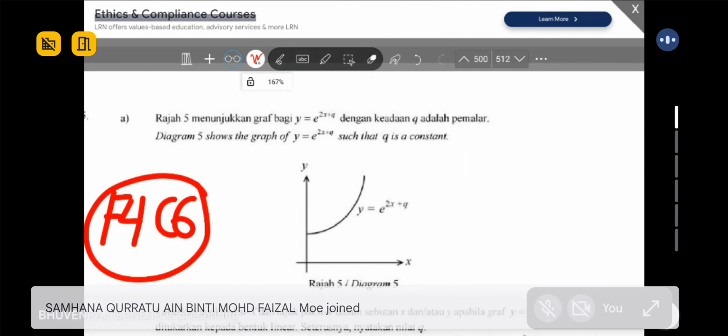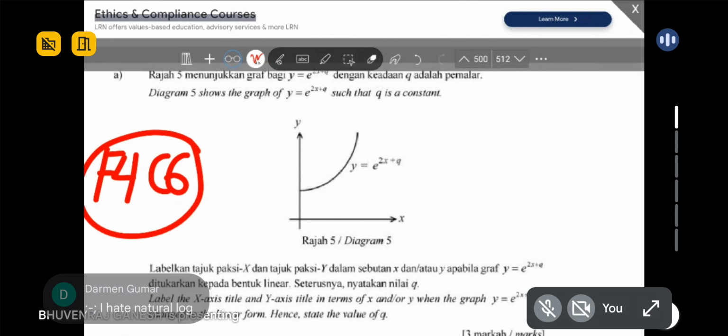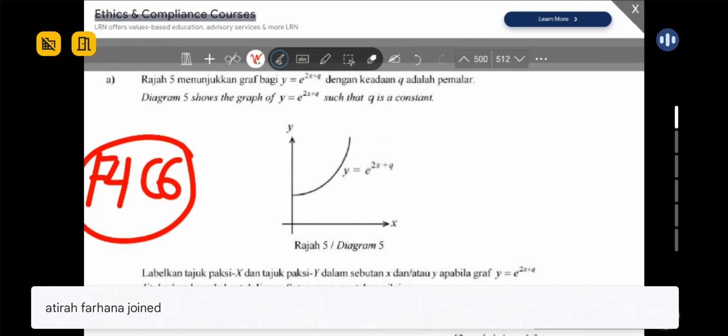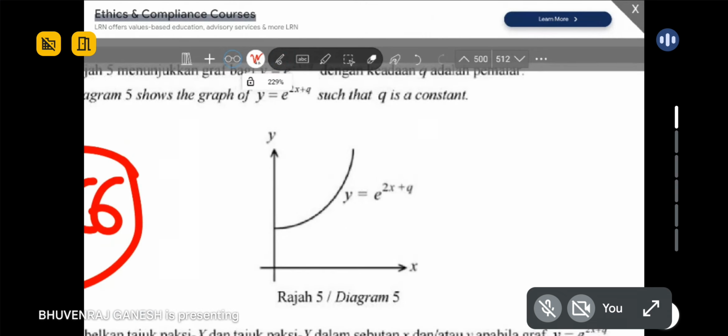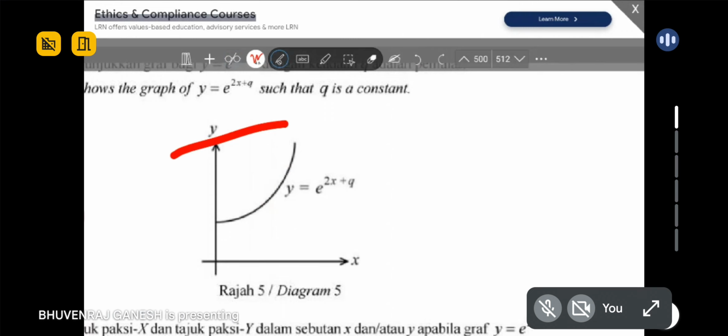Okay, so this one is linear law, hukum linear. So guys, you see the question, see carefully. Okay, the question is, they ask you to label the x-axis and y-axis. Okay, so now the important part is, what is your x, what is your y? Okay, so you need to convert this to become linear form. Okay, so how to convert, guys? May I know? What is your step?